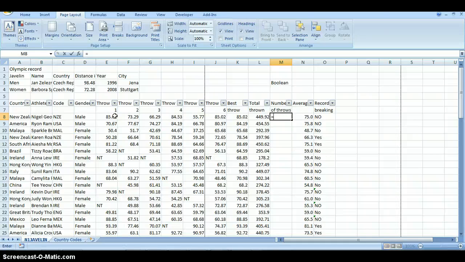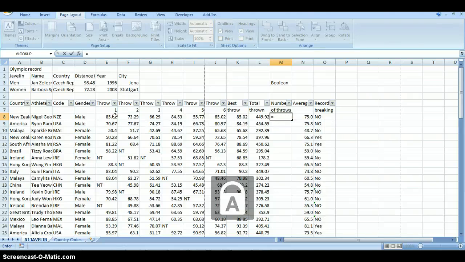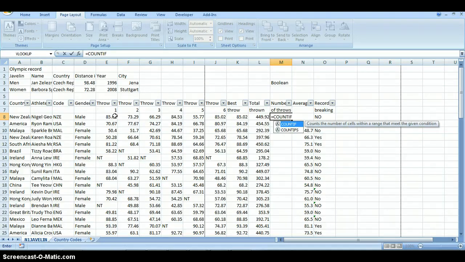So first of all, what we need to do is in there, as always, start with equals and COUNTIF. Open your brackets, and then the next thing I need to include is the range. Now this is the number of throws. Throws 1, 2, 3, 4, 5, and 6, which is E8 to J8. And again, I need to put in a comma, and it's highlighted the criteria that I need.